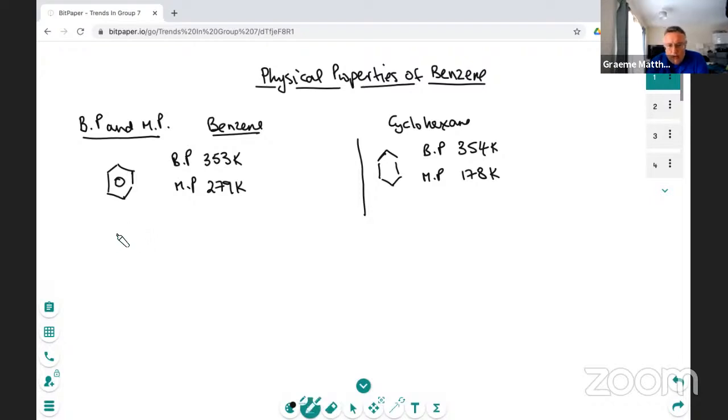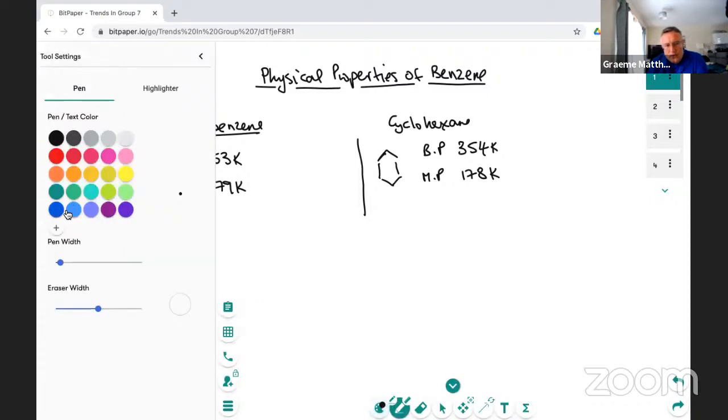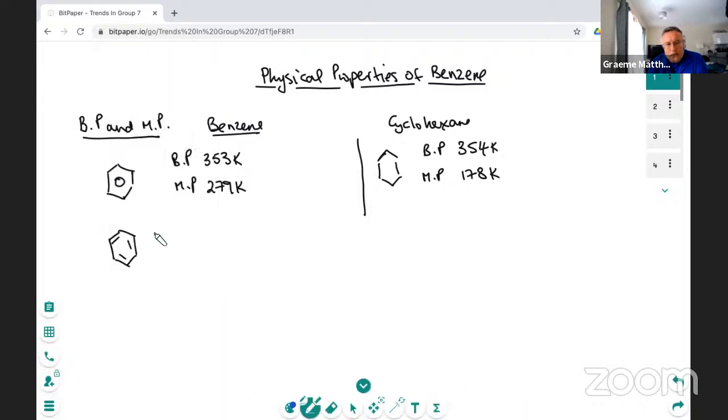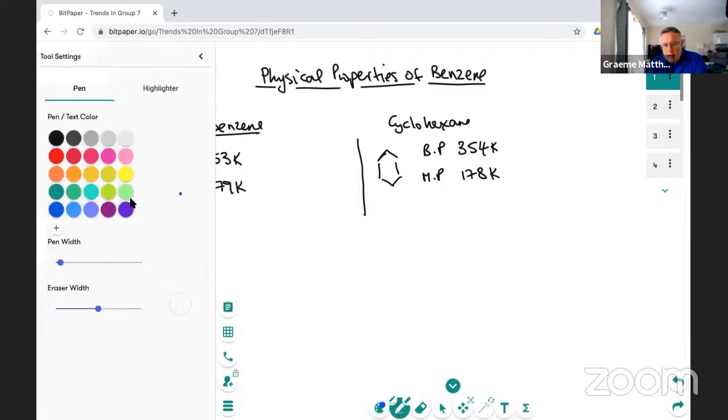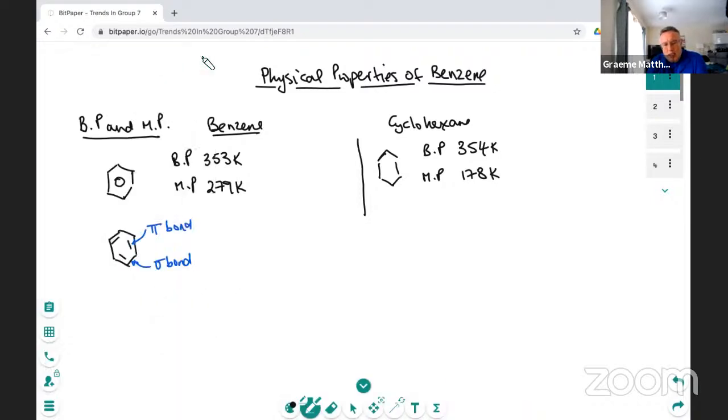It was this: when you draw the benzene structure like this, and I will put in the pi and sigma bonds, I'm going to label this as the pi bond and the sigma bond, like this. Then what you've done is you've made this essentially a flat molecule.